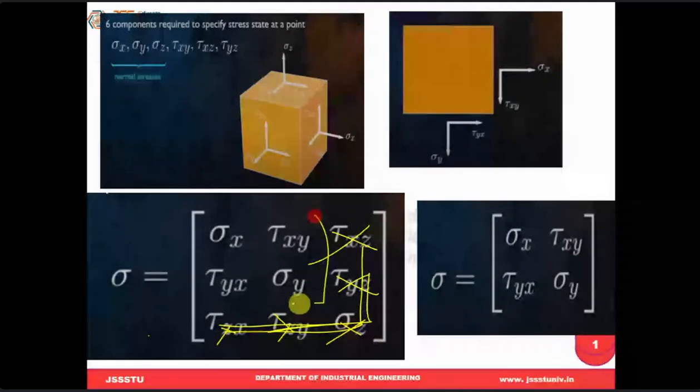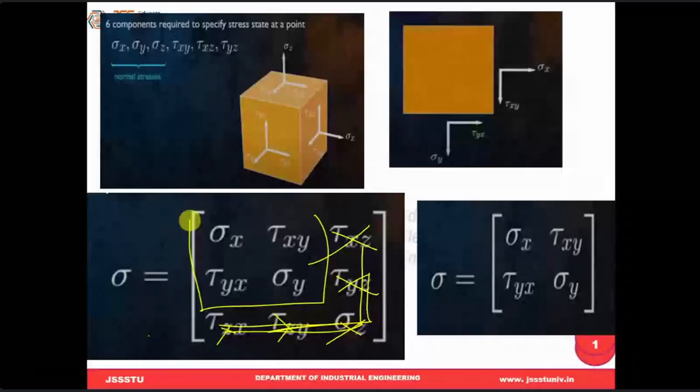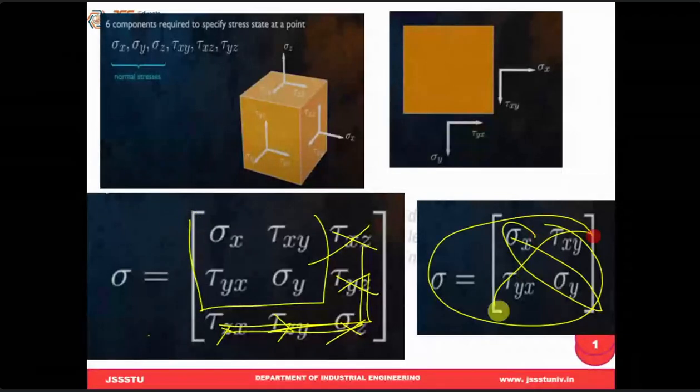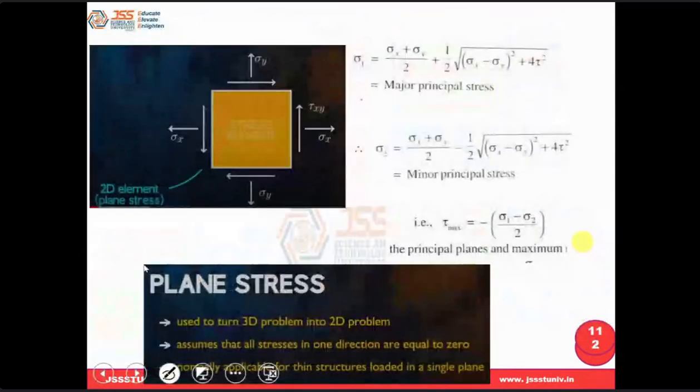Sigma x, sigma y, tau xy, and tau yx. Only 4 stresses will be developed. There are 2 normal stresses and 2 shear stresses. Keep this in mind. These are the things. That is only for the 2D case.